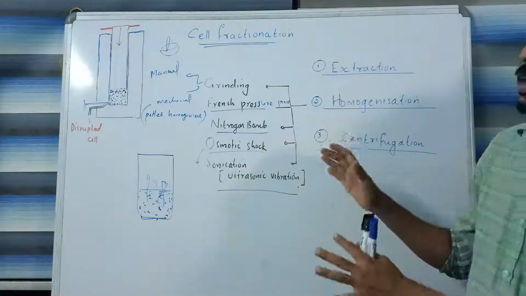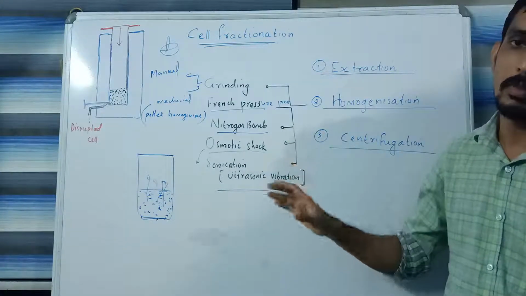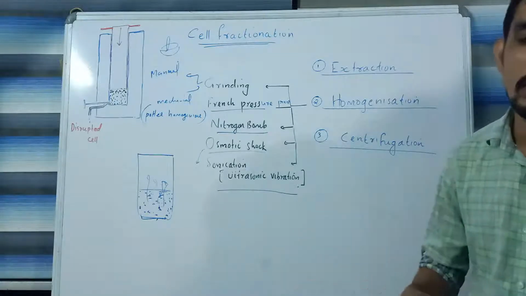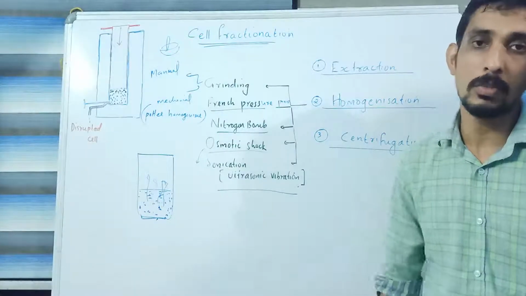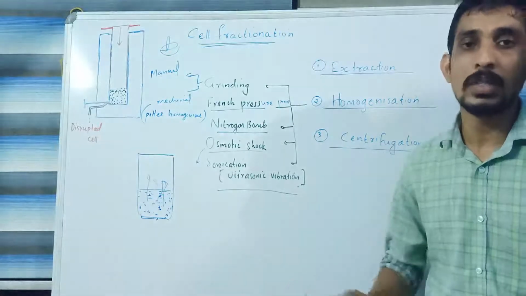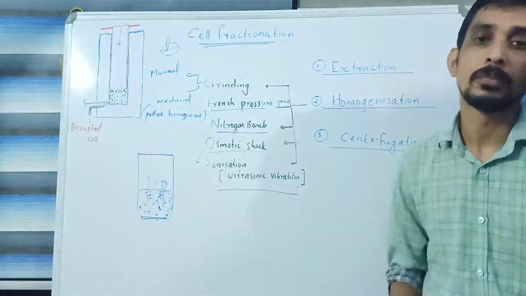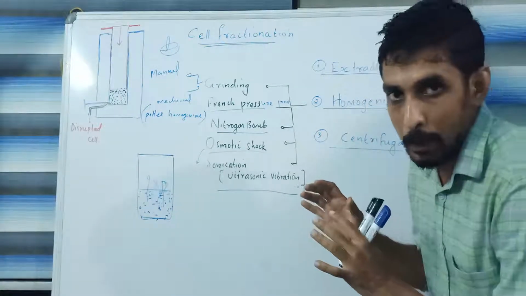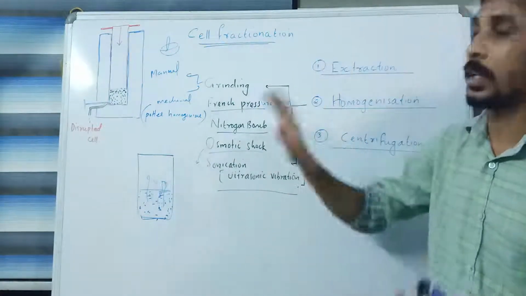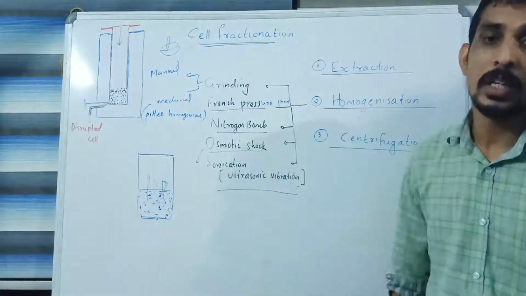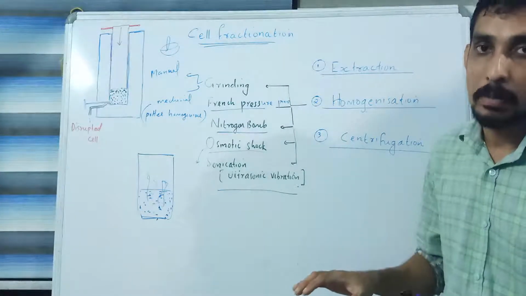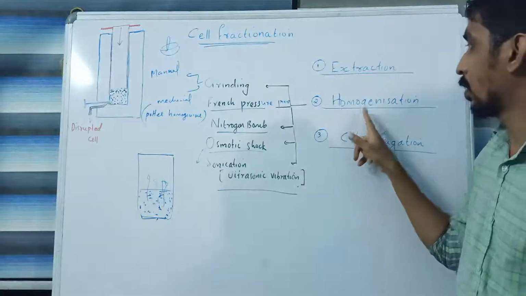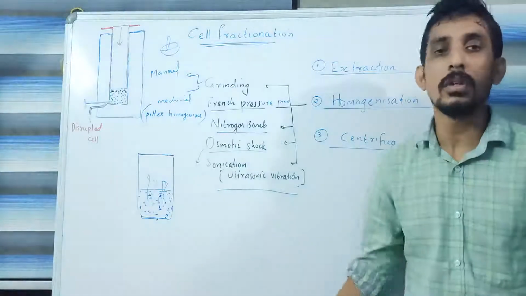So this is about cell fractionation. In simple terms, we need to study the structure and function of different cell organelles present in the cytoplasm. For that purpose, we need to separate all those cell organelles by using a special technique. That special technique is called cell fractionation. It consists of three separate procedures. One is called extraction, the second is called homogenization, and the third is called centrifugation. That's all.